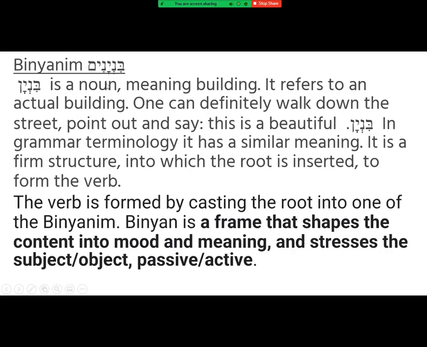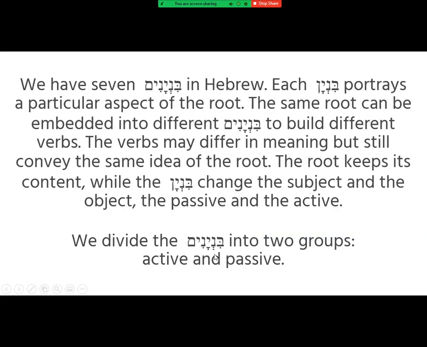So a binyan is a noun, meaning a building. If you're going down the street, you see a building, you say there's a beautiful binyan. Binyanim is just the plural. It's the frame that shapes the content of the mood and the meaning, that stresses the subject or the object, and that it's passive or active. We have 7 different binyanim in Hebrew, and each binyan portrays a different aspect of the root. You can put those in different ways to mean different things, and they're basically in 2 groups, passive and active. So let's take a look at those.